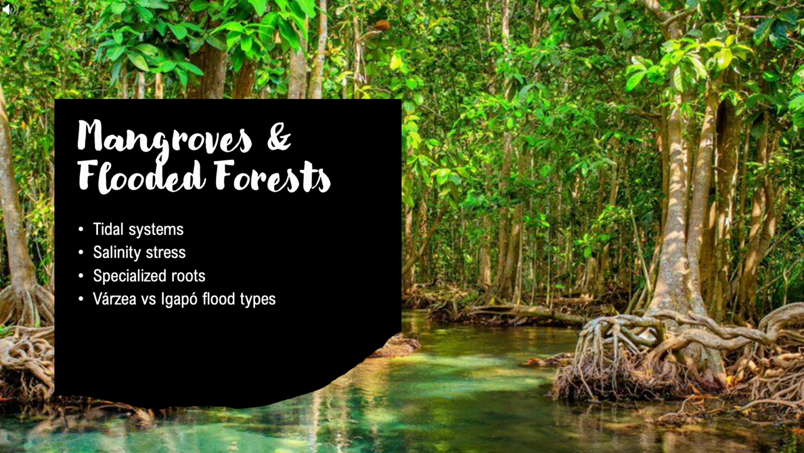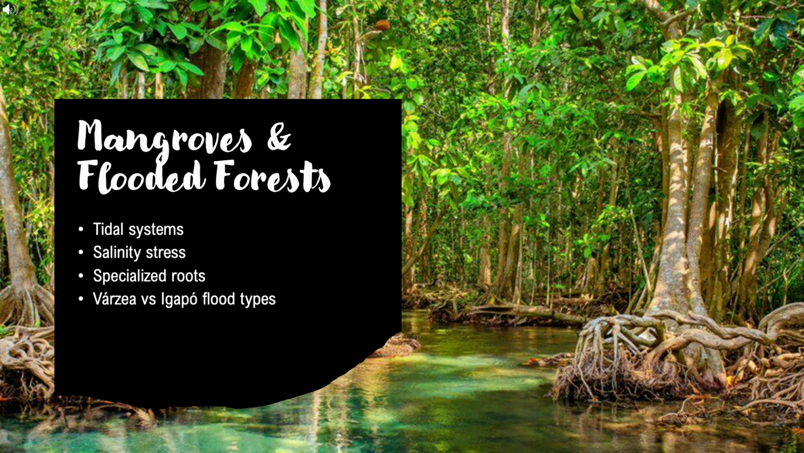Salt-excluding or salt-secreting leaf mechanisms, and specialized root architectures. You've probably seen the iconic prop roots of Rhizophora mangroves or the pneumatophores, little breathing tubes of Avicennia. These roots expose above-ground surfaces to take in oxygen when the rest of the root system is submerged in anaerobic mud. Moving inland from coastal mangroves, we also have flooded forest systems.